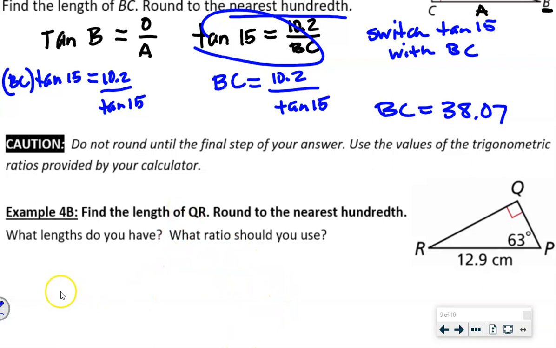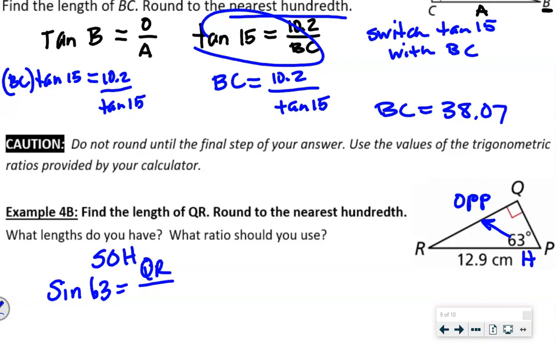So let's keep going now on this next one. So what length do we have? Okay, so once again, we got the angle here, P, right? So this is the hypotenuse, so this is H, and then it's asking us to find QR. So where is QR relative to the angle? Isn't that opposite? So what ratio uses opposite and hypotenuse? That's SOH, right? Sine. So we're going to do the sine of our angle, which is 63, and that should be equal to that QR over our 12.9.